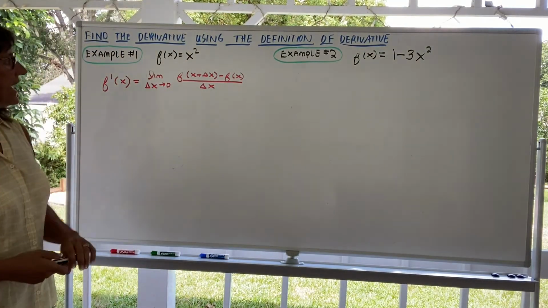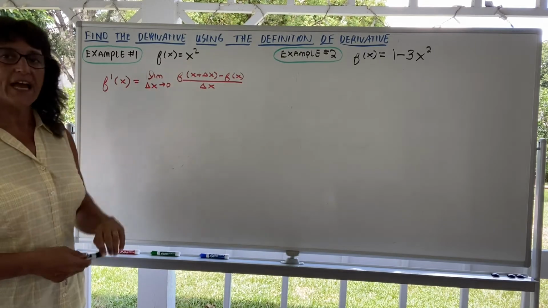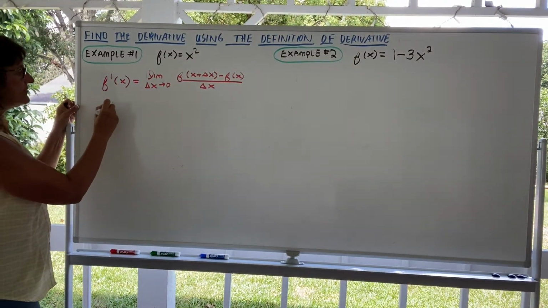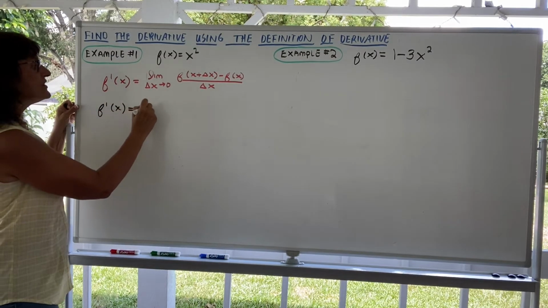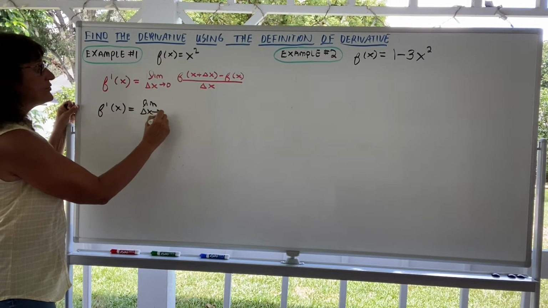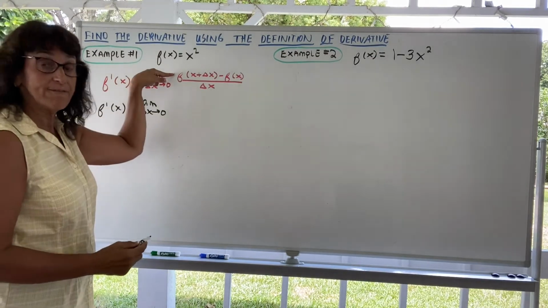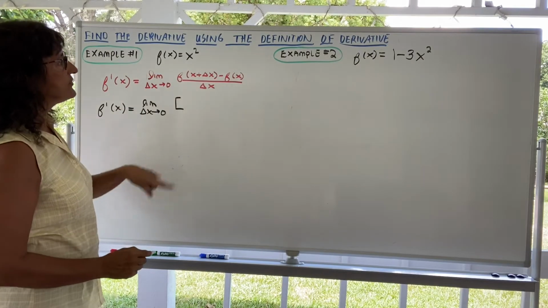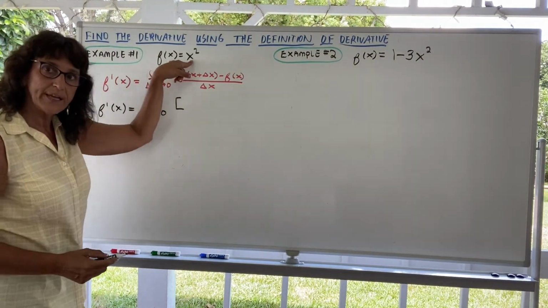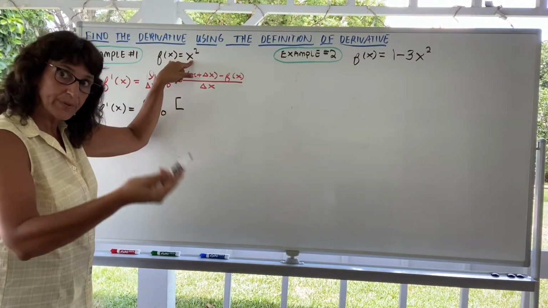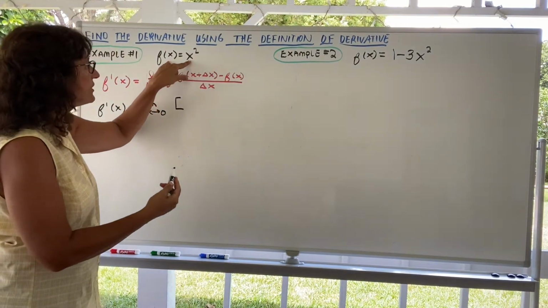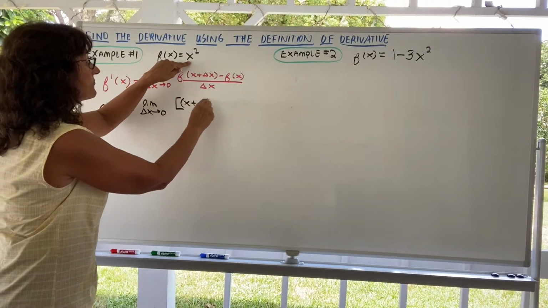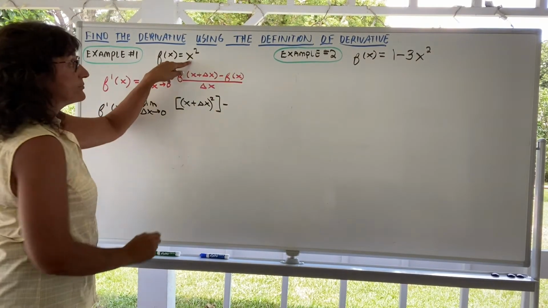So let's go ahead and find the derivative of our function x squared using our definition. The derivative of this function is the limit as delta x goes to 0. Now look what we have to do here, function notation. In the numerator, we need f of x plus delta x. So you take your function and substitute the x's with x plus delta x. So x plus delta x quantity squared. There is f of x plus delta x.